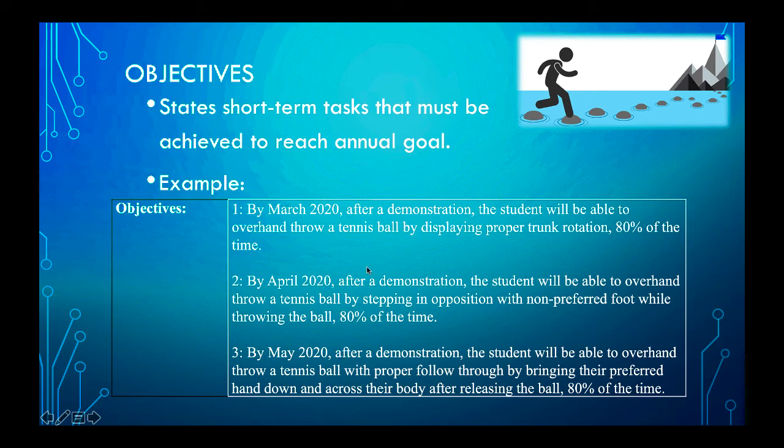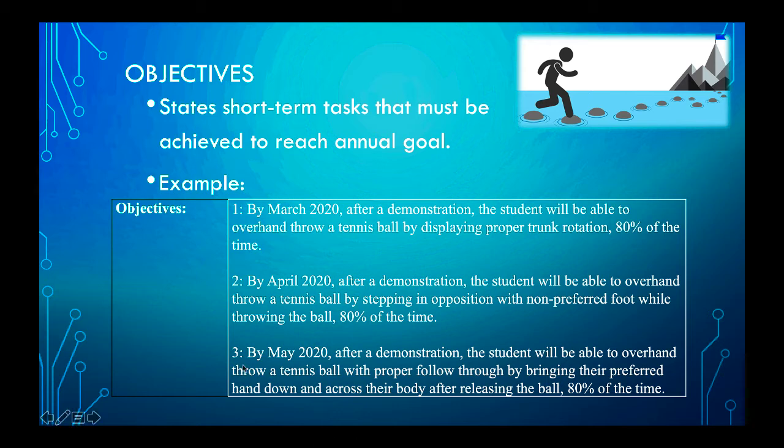That's what I'm predicting that they're going to get. So objective 2, by April 2020, after a demonstration, the student will be able to overhand throw a tennis ball by stepping in opposition with non-preferred foot while throwing the ball 80% of the time. So if you think back to the present level of performance for the student that we wrote, the student was standing with 2 feet staying stationary. So we know that an objective is needed for them to actually show that step in opposition.